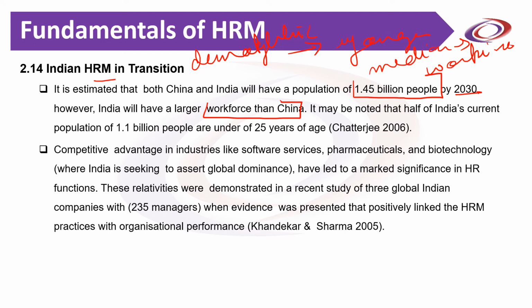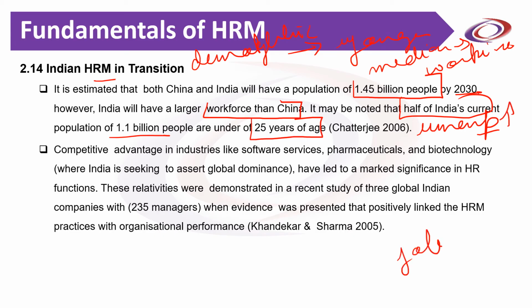The current population of India is 1.1 billion people, of which half is under 25 years of age. That is, most of the people here are in the working age group. But along with this, the problem of unemployment is also rising. A scarcity of jobs has always been a problem for India, and it is now expected to increase. But along with that, competitive advantage in industries like software services, pharmaceuticals, and biotechnology has led to a market significance in HR functions.